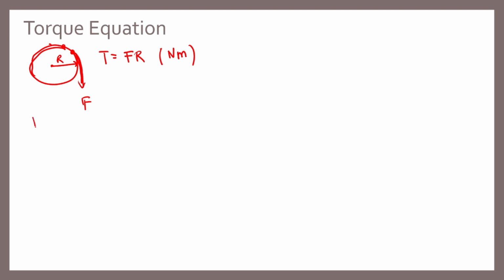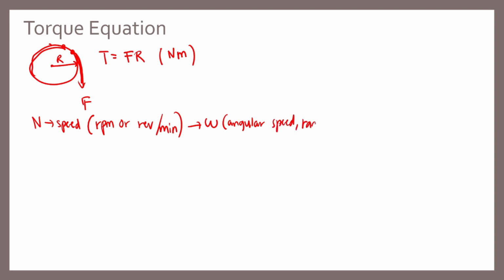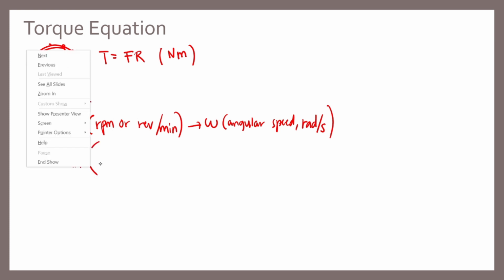Now we have here N, which is speed. Since our motor rotates, speed really plays an important role. So speed has a unit used in DC motors of RPM, or revolutions per minute. If you try to convert this to angular speed, which has an SI unit of radians per second, N is in revolutions per minute.